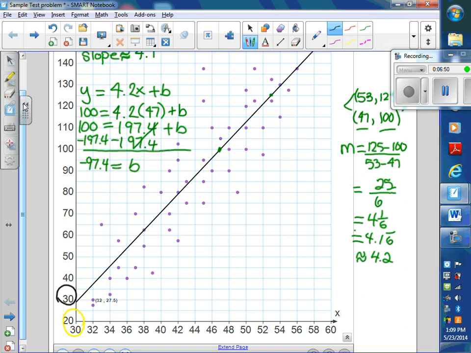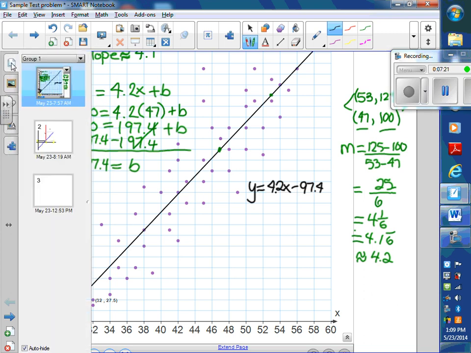Because this is the coordinate point right here. This is almost the point 20, 30. It looks more like 20, 29 if you look really close. Okay? So it looks like she did a good job there. So her equation is y equals 4.2x minus 97.4.